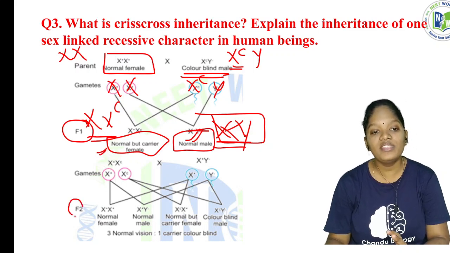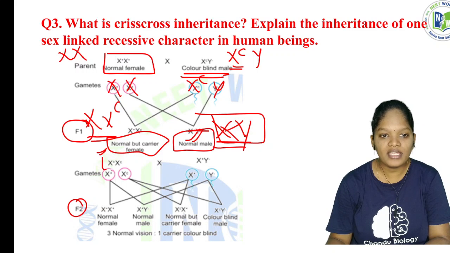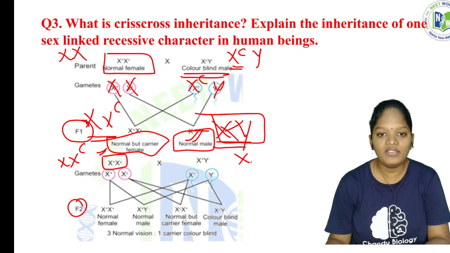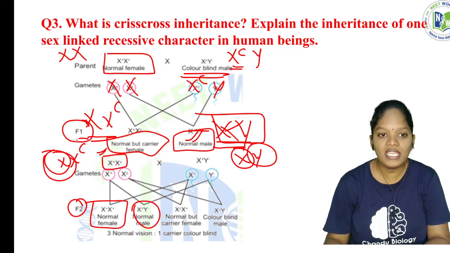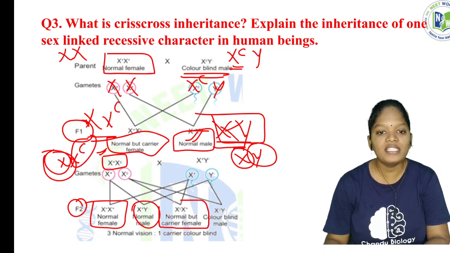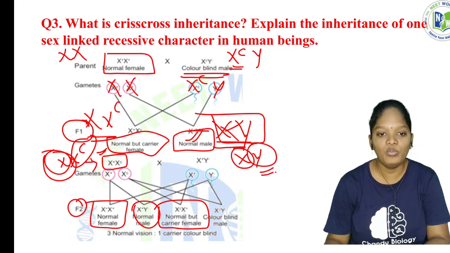So what about the second generation? Now just see here, X+ X^C, which is the carrier female, and here the normal male. This normal male fuses with this X and this X, so that is a normal female, and if it is this X and this Y, it is a normal male. See here, X^C and X means a normal female but a carrier. Normal but carrier female, and again X^C and Y.